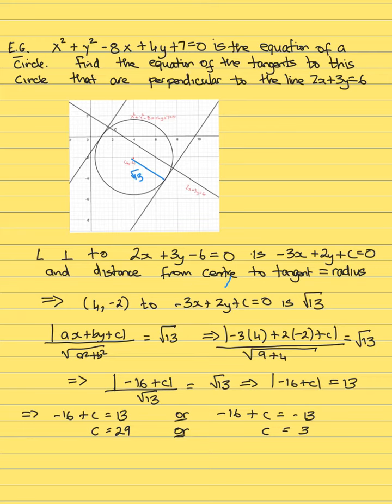And we then just plug that back into our original equation for the tangent, which was minus 3x plus 2y plus c equals 0. And we can say, therefore, that the tangents are either minus 3x plus 2y plus 29 equals 0, or the second tangent is minus 3x plus 2y plus 3 equals 0. And they're the two lines that we actually have drawn into that diagram there.